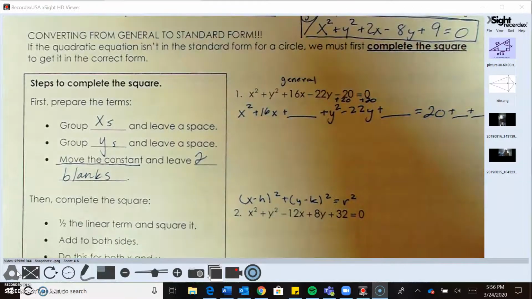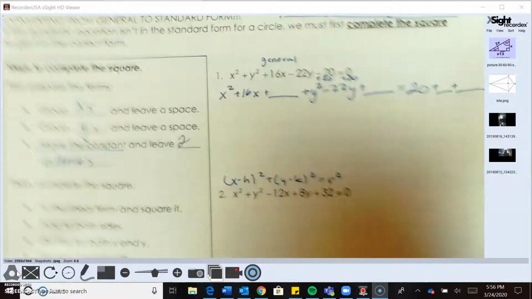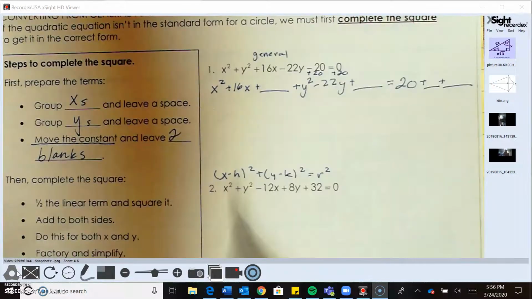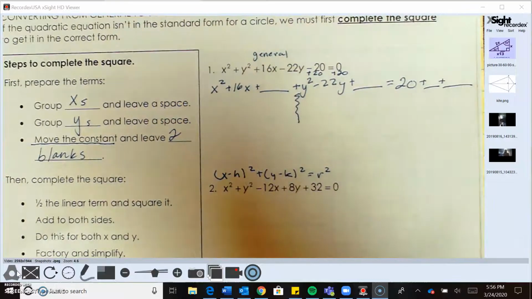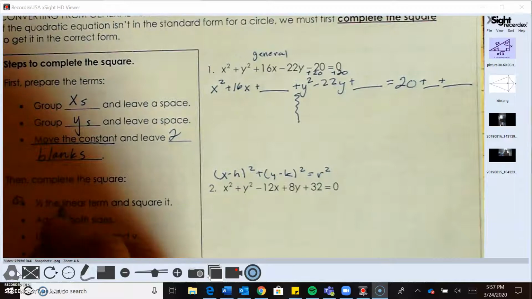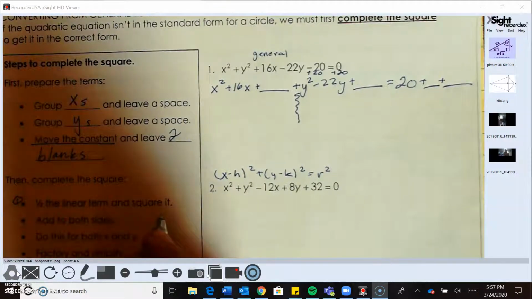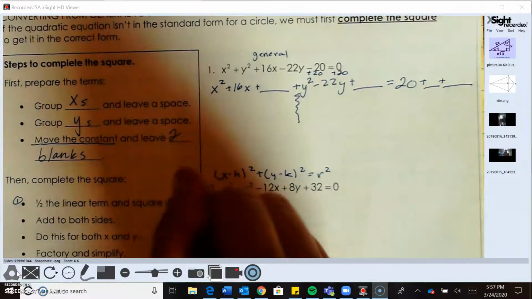Then we're going to complete the square like we learned how to do yesterday. Except the difference is we're going to do it twice. So I'm going to draw a little line so I keep everything separate. Okay? So this gives you a reminder on the steps. First, half the linear term and square it. We know that better as b over 2 squared.